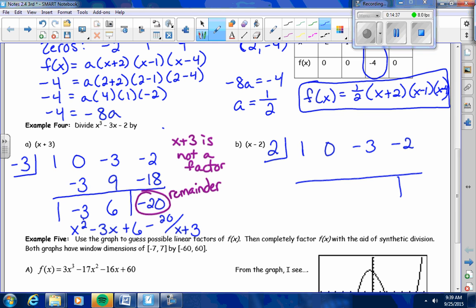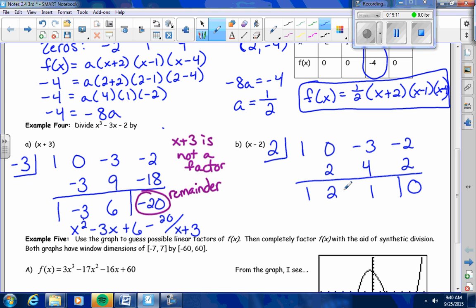Bring down the 1. 1 times 2 is 2. It goes underneath the 0. 0 plus 2 is 2. Multiply that 2 times the number in the box. So 2 times 2 is 4, goes in the next column. -3 plus 4 is 1. 1 times 2. -2 plus 2 is 0. So we've just discovered that x minus 2 is a factor of this polynomial.